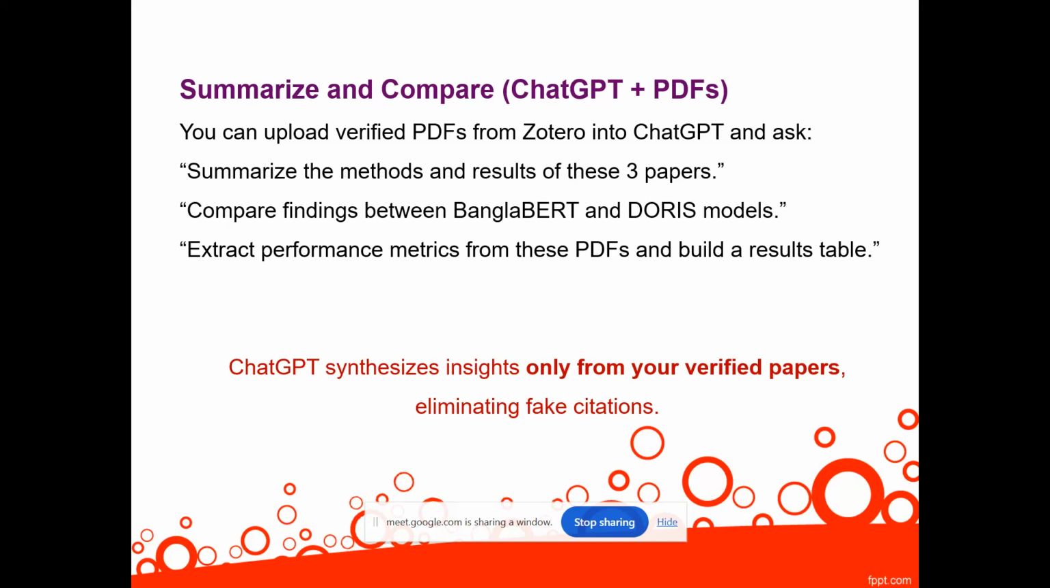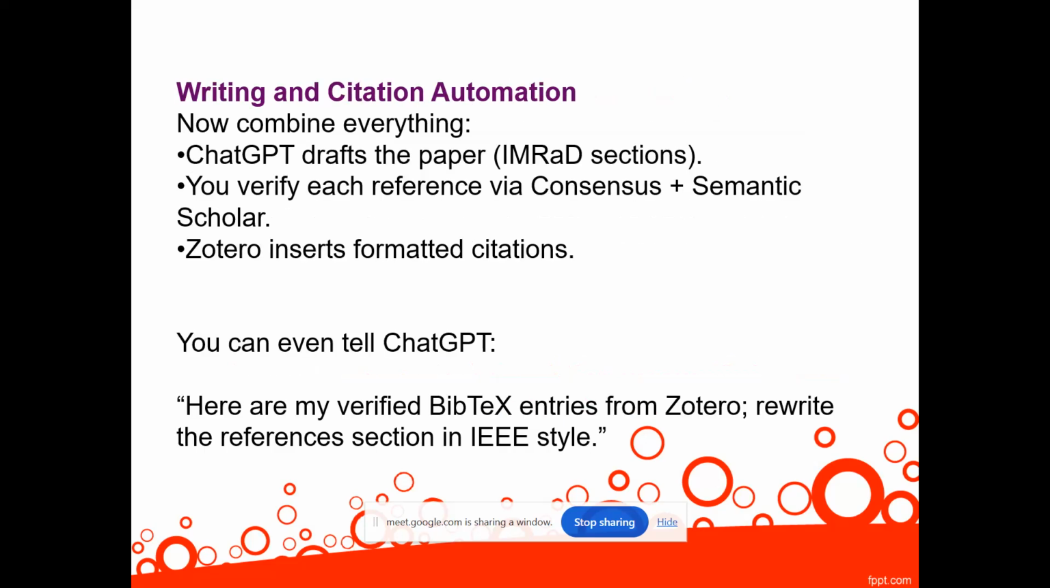Okay, so now what happens? ChatGPT will be able to synthesize insights only from the verified papers. It will completely eliminate the fake citations. Now, combining everything, ChatGPT will draft a paper. We verify it using Consensus and Semantic Scholar. Then Zotero will help us insert the citations and manage the references.